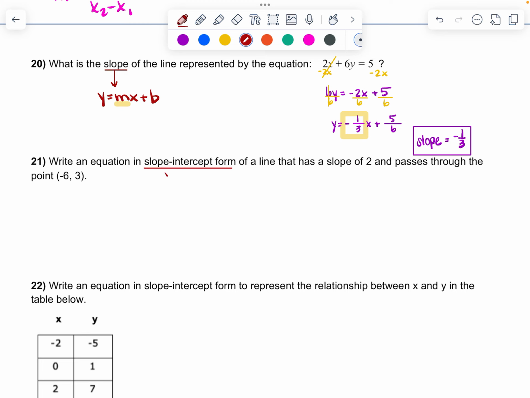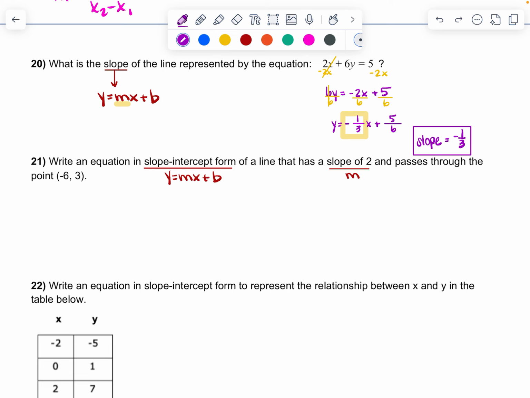Okay, I'm going to stop right there. Making sure I recognize that I want my final answer in y equals mx plus b. That's the goal. That has a slope of 2. That's the m, and passes through this point, which is not a y-intercept. So you will not, I repeat, not be able to just go ahead and write your equation in y equals mx plus b form, because you don't know the b, you don't know the y-intercept.